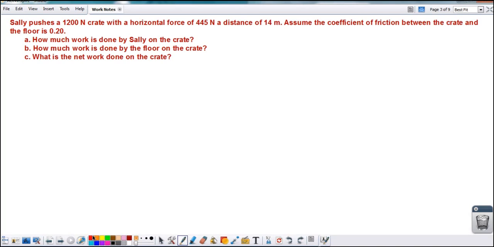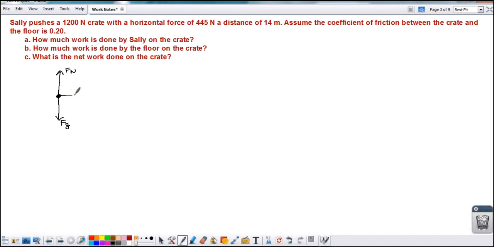I'm going to start this problem by drawing a free body diagram. So here's the crate, and label all the forces acting on it. Well, there is a gravitational force acting on the crate. The crate is on a surface. It's being pushed across the floor, so it has a normal force.